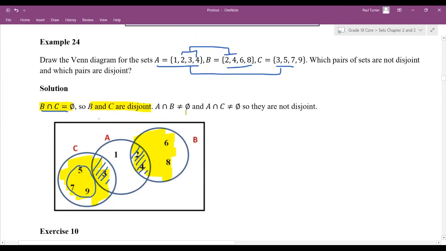A intersect B is not empty. Here we've got 2 and 4. Oh, it's become green. Blue and yellow makes green, doesn't it? So now we've got green. So that's not empty. And A and C also, A and C are not empty. So they are not disjoint sets. Any problems with that? Is that clear enough?